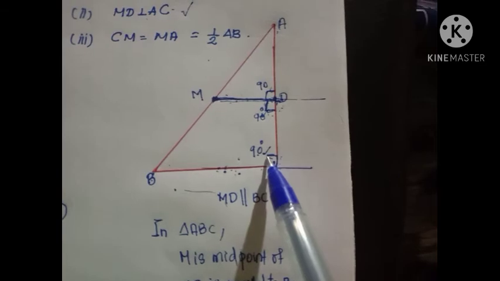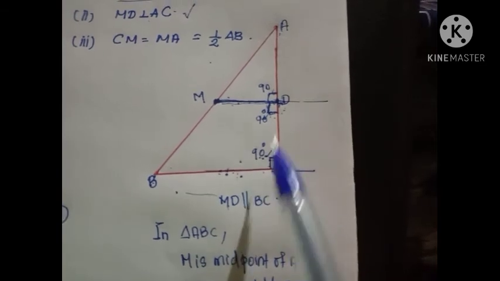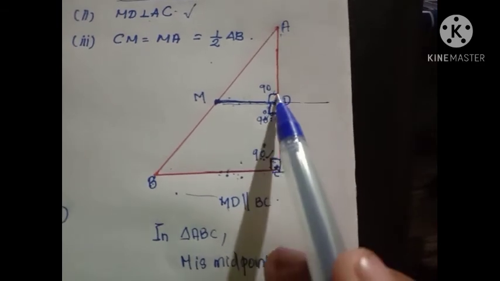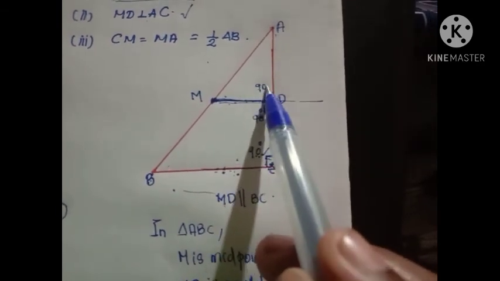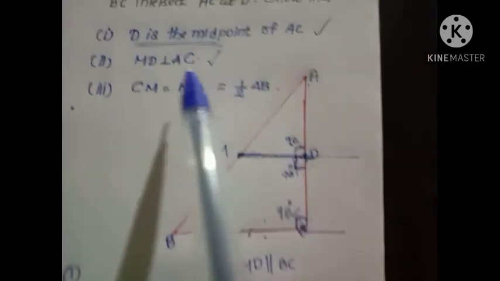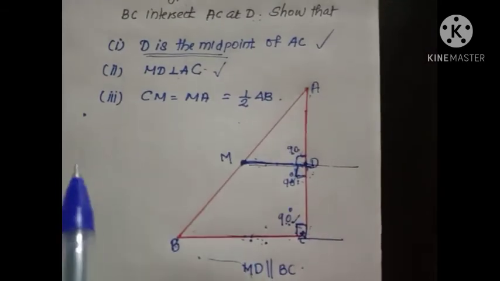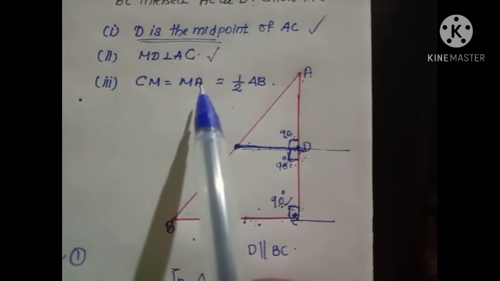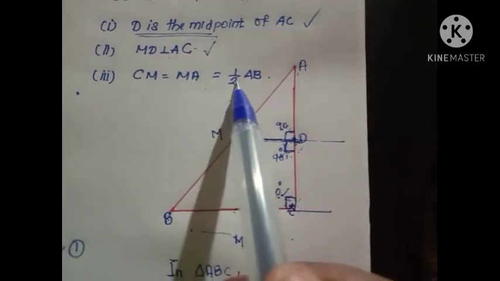One angle is given, this angle is given 90 degree. So, this angle is equal to 90. Because of linear pair, this angle also 90 degree. That is MD is perpendicular to AC. Finally, we need to prove CM equal to MA is equal to half of AB.